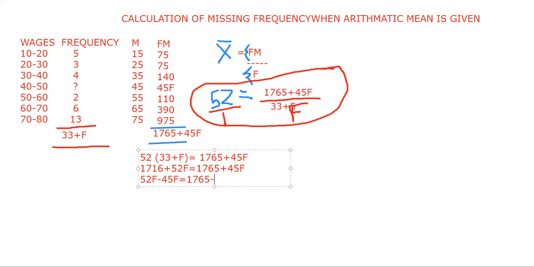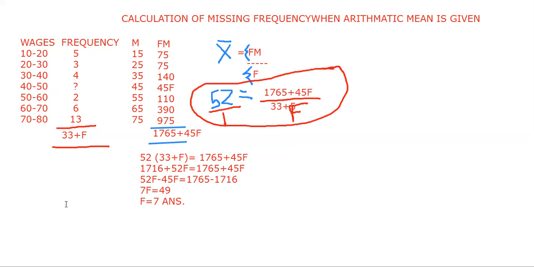1765 minus 1716. So 52 minus 45 will be 7f equals 1765 minus 1716, that will be 49. From here, f is equal to 49 upon 7, that will be 7. This is the answer, so f is equal to 7. Is it clear to everybody?